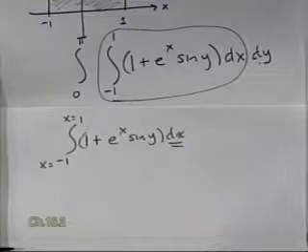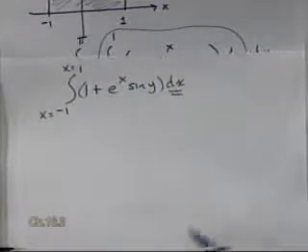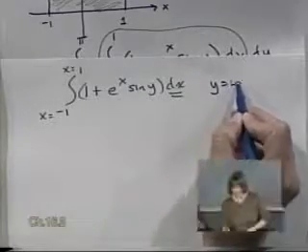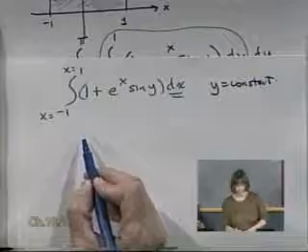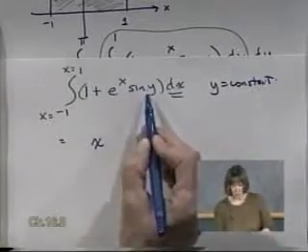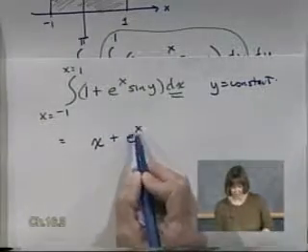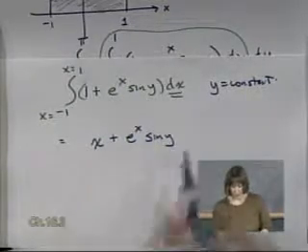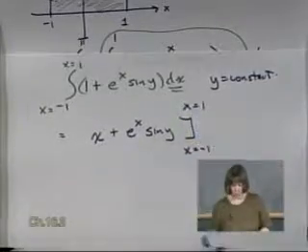X ranges to 1 by that. And put that down, because if you're going to mess up, you're going to end up plugging in a 1 and a -1 in for y. Now remember, y is a constant. So if I integrate 1 with respect to x, what do I get? X. Sine y is a constant. So if I integrate e to the x, I just get e to the x, and sine y comes along for the ride, and we're plugging in -1 and 1 in for x.